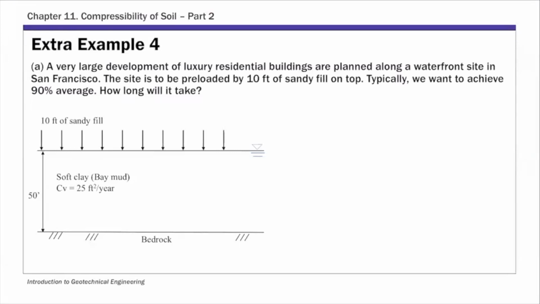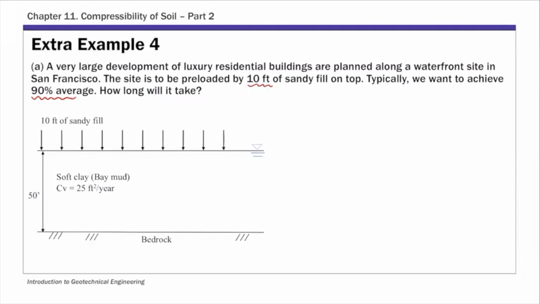For this example, you're given this large development of basically residential buildings along Bay Area. So the data we use corresponds to Bay mud or this soft clay. And the site is to be preloaded by 10 feet of sandy fill on top. Again, we're preloading the site. And the target is to reach 90% degree consolidation before we start our construction.